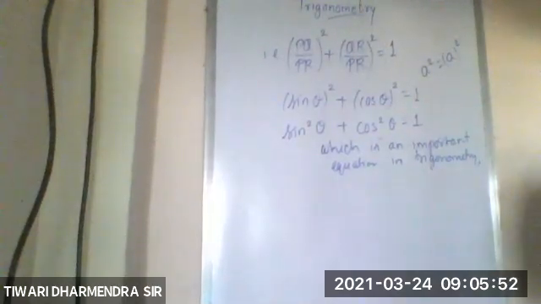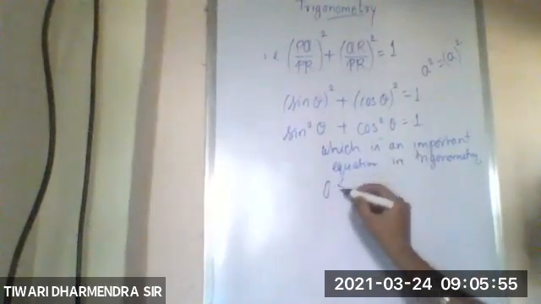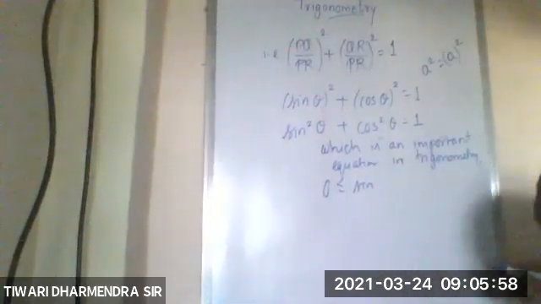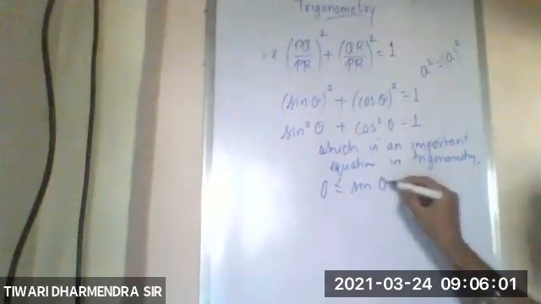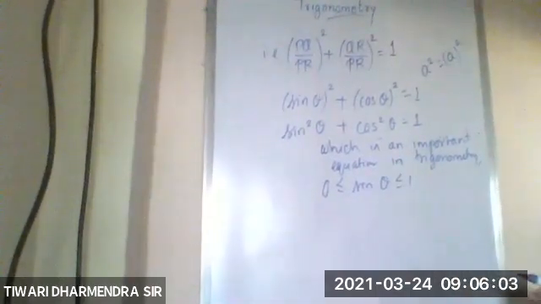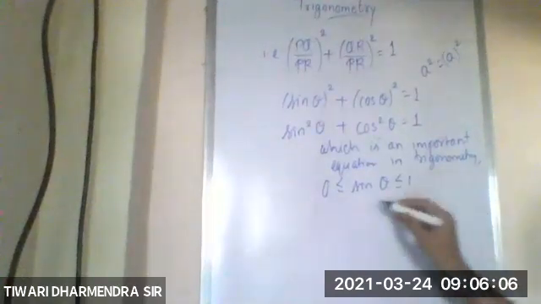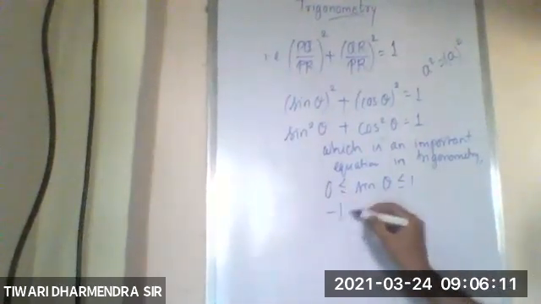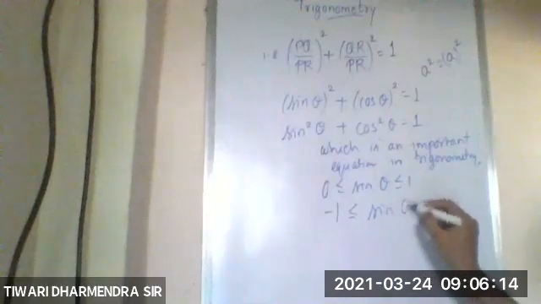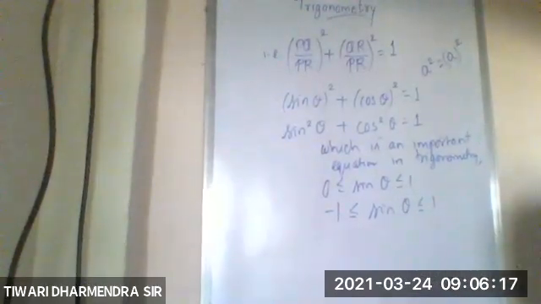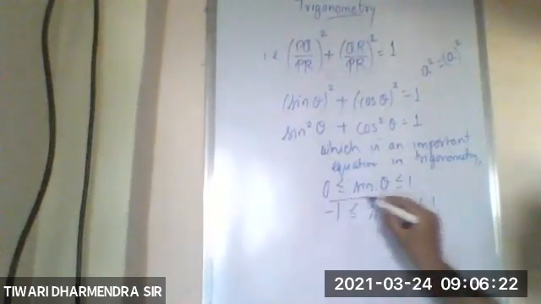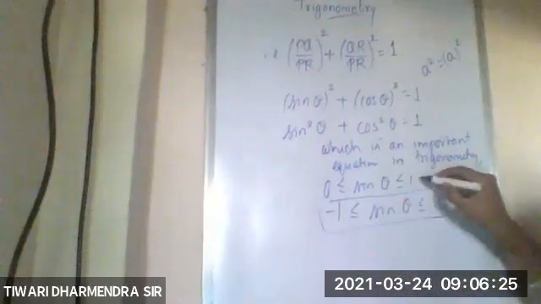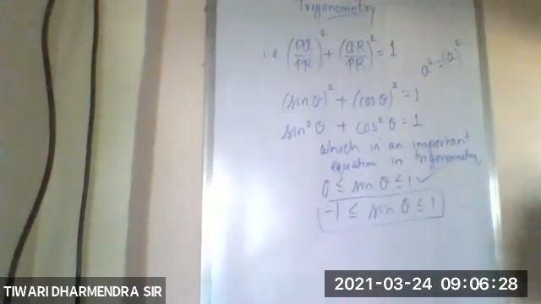So let's move to our practice set, and always remember, as this is a lower standard, they have given that sine theta always lies between 0 and 1. Sine theta always lies between 0 and 1, but the reality is that sine theta always lies between -1 and 1. But this is for higher standards. According to your book, we will go with sine theta lies between 0 and 1.